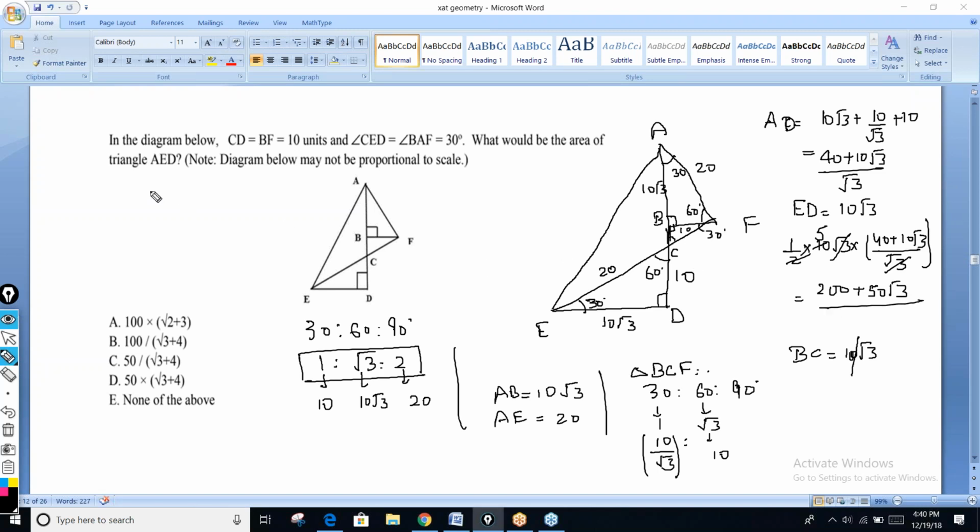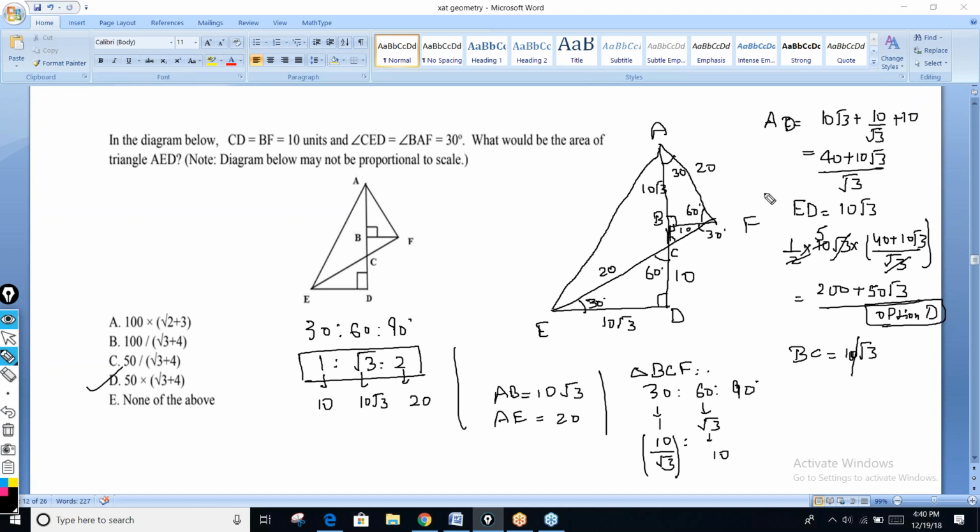So what would be the area of triangle AED? That is 200 plus 50 root 3. So 200 plus 50 root 3, that is the option D. Option D is safe. Look at it closely. That is 50 into root 3, that is 50 root 3 plus 200. That is the answer. So 30, 60, 90, apply it and do it quickly.